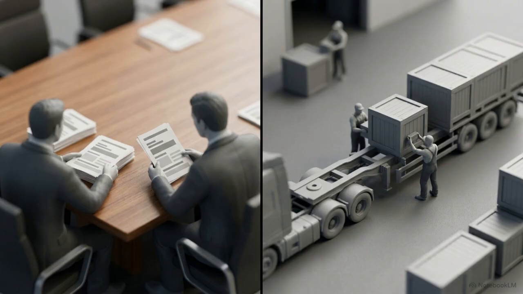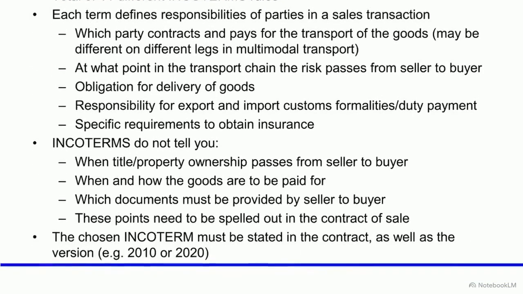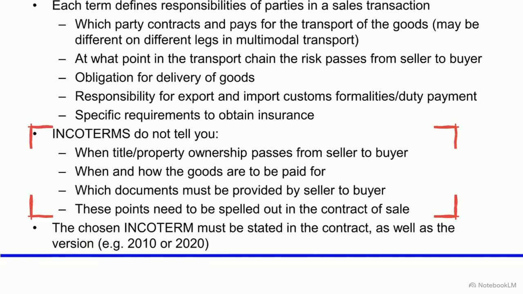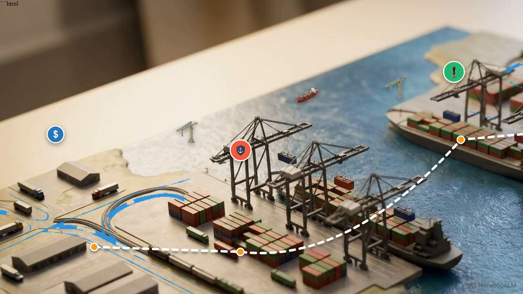International trade structurally fails without a standardized, independent legal mechanism to bridge the gap between commercial sales agreements and physical logistics. The solution is the ICC's Incoterms, an 11-rule framework resolving contractual friction by defining who contracts transport and where risk passes. But it has limits. Incoterms do not dictate property title transfer, payment methods, or required documents. They exist purely to allocate the physical costs, the legal risk, and the customs responsibilities along a physical route.